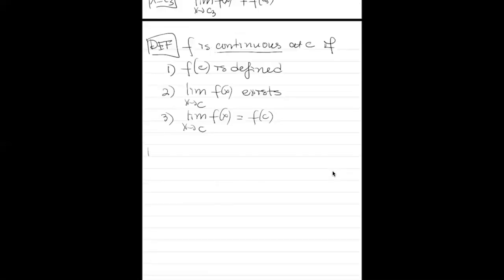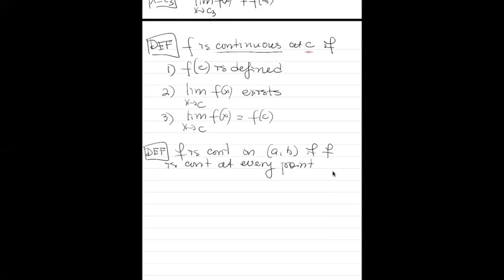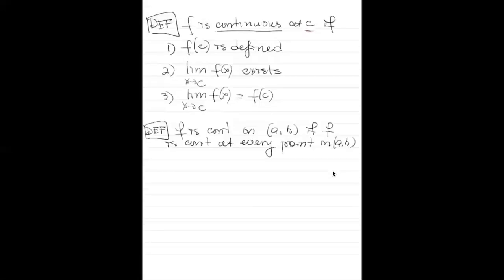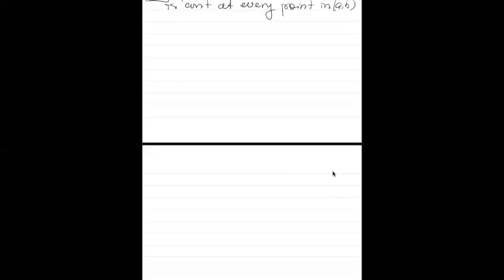Now, what does it mean for a function to be continuous on an interval? Because that was just continuous at a point, this definition. So we say f is continuous on some interval from a to b if f is continuous at every point in the interval from a to b. So if you have to prove something on an interval, you pick a random point, call it x, and check all these three conditions for that random point.